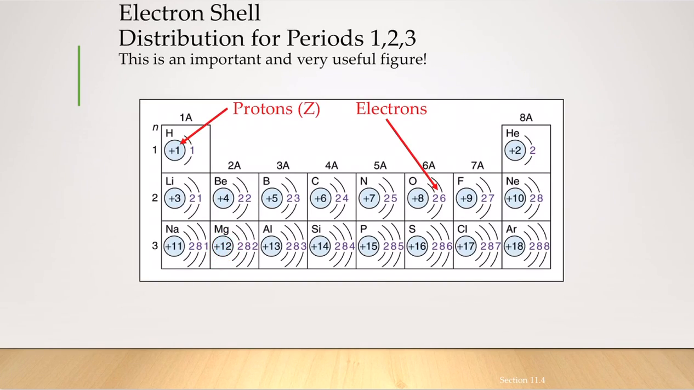Magnesium has a total of 12 protons and 12 electrons. Now where are these 12 electrons going to go? So let's do this.